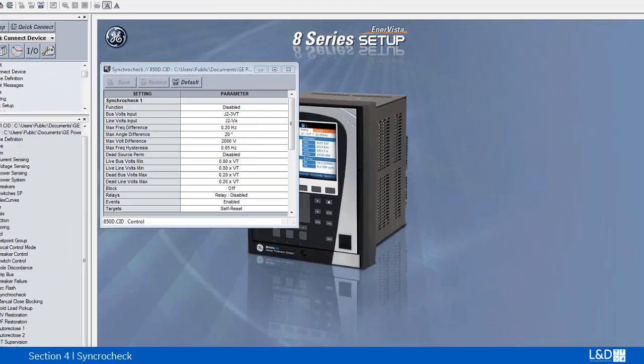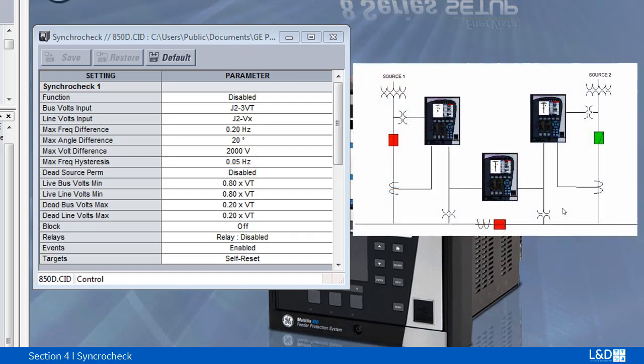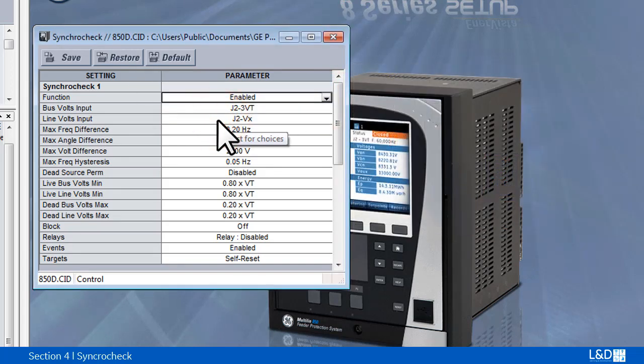The Synchro Check function of 8-series is intended for supervising the parallel of 2 parts of a system which are to be joined by the closure of a circuit breaker. For example, 850 relay in the main bus transfer close before open scheme. If this feature is enabled, then the check will be performed before either manual close or automatic reclose signal can operate the close output relay.